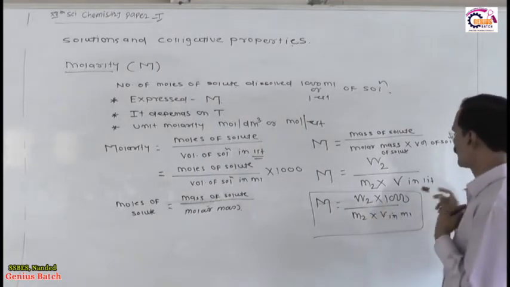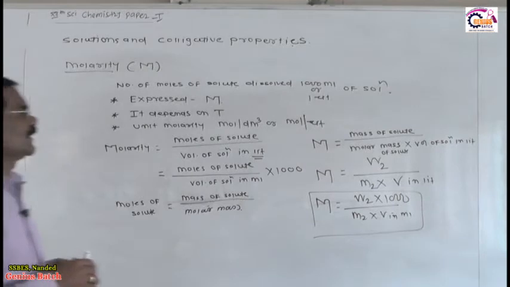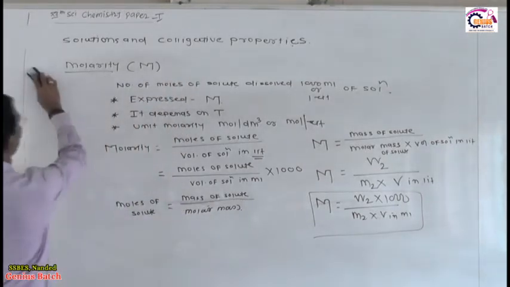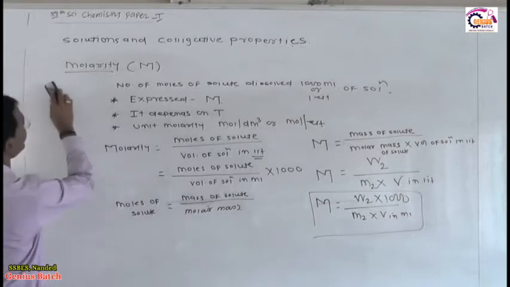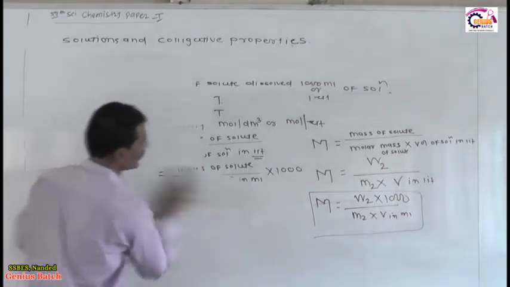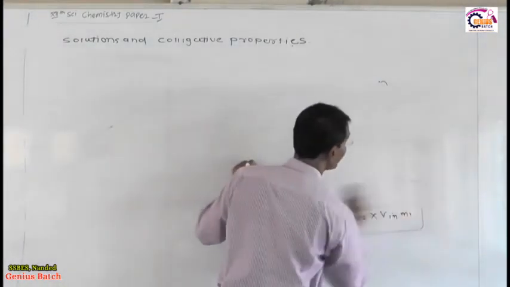Therefore, capital M is equal to W2 into 1000 divided by M2 into V in ml. So, this is the way we consider molarity. Now, dear students, after molarity, we go to the next way of expressing the concentration of a solution. That way is called molality.